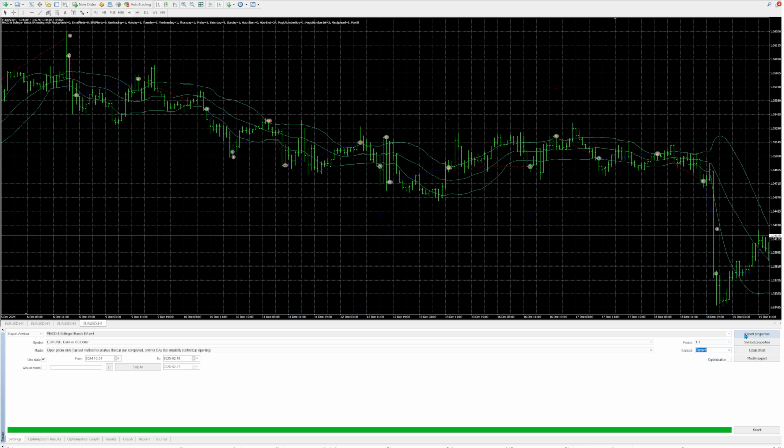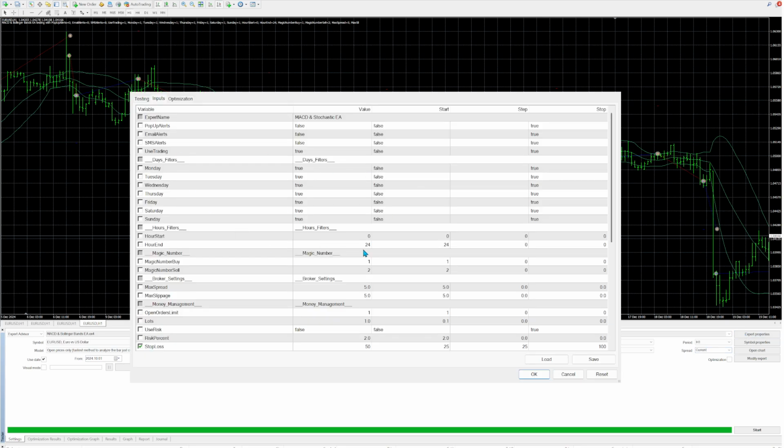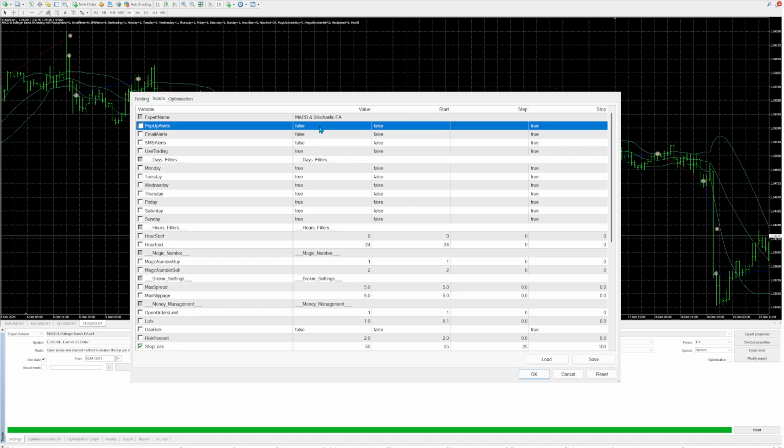So if we go to the expert properties, I'll run through some of the various settings that you can customize in this EA. Okay, so pop-up alerts. This is basically, if you set this to true, you'll get a pop-up alert on your platform with a sound in a pop-up box. That will tell you, for example, buy signal on the euro dollar 1 hour chart, or sell signal on the pound dollar 4 hour chart. It just depends on the instruments that you're watching.